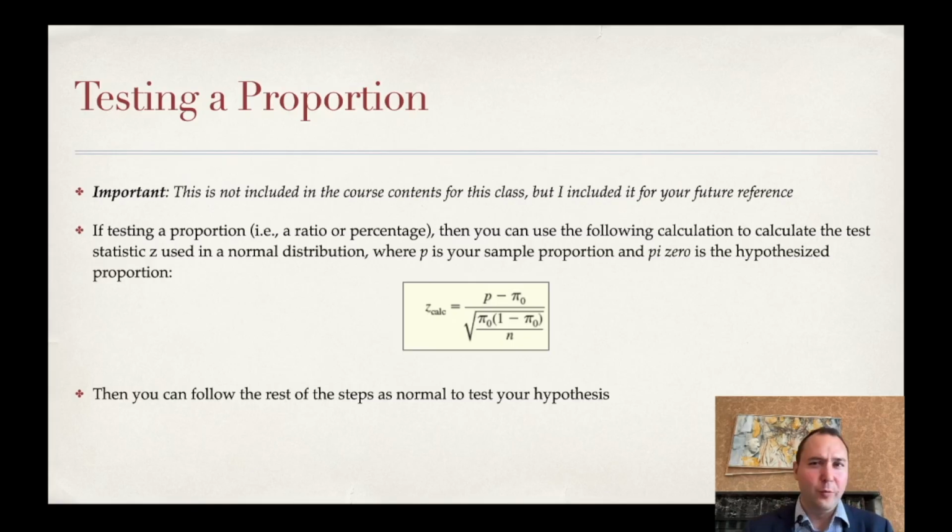And also, we don't have a standard deviation of that proportion in the same way that we do with a normal distribution. So our z calculation is a little bit different when dealing with a proportion, so just keep that in mind if you're testing a proportion. All right, so that is one sample hypothesis testing. In the next video, we're going to talk about 2 sample hypothesis tests.